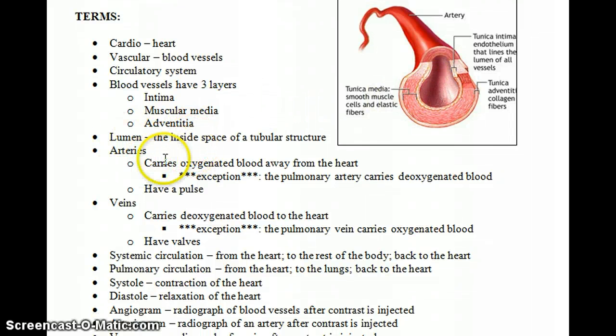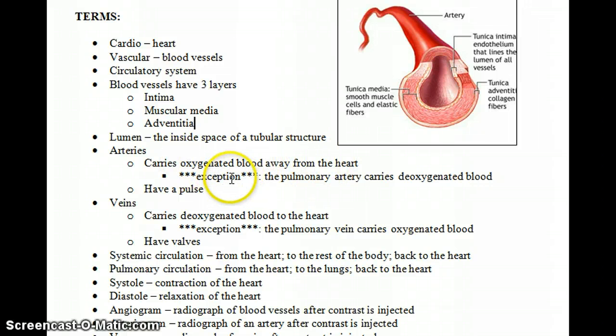And then here are some general facts about arteries and veins. Arteries carry blood away from the heart, so you can remember that because arteries carry away, so they both start with the letter A, arteries away.